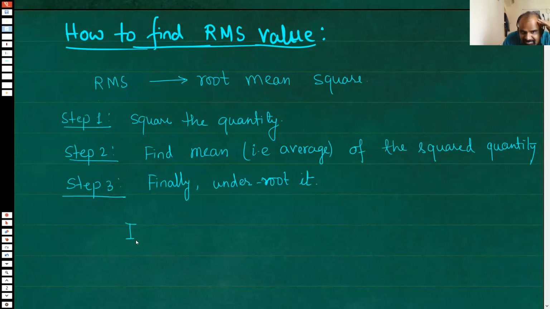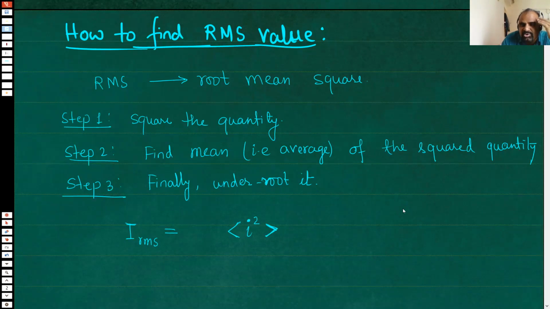Capital I RMS, even though you don't have to write RMS, but here I'm writing. What will you do? Take the instantaneous current, then you find the square of that. Square the current. Then you find the mean of that. Now, you know, mean is written like this. I think this symbol you must have seen somewhere. This symbol is used to find average.